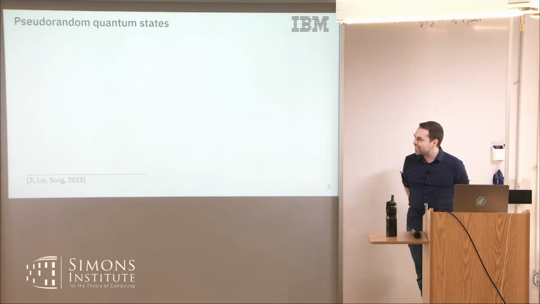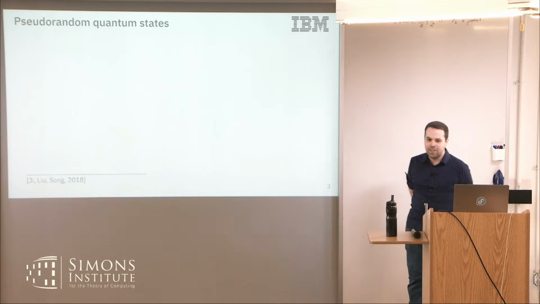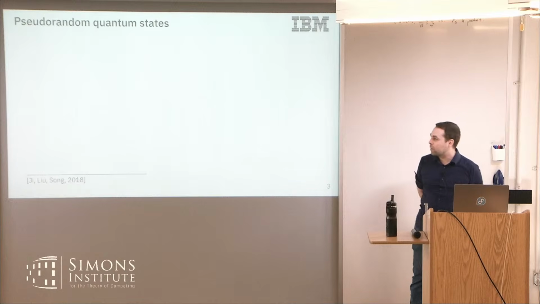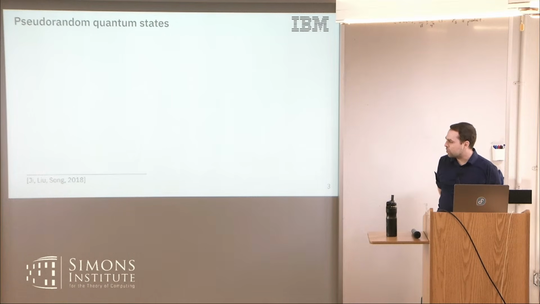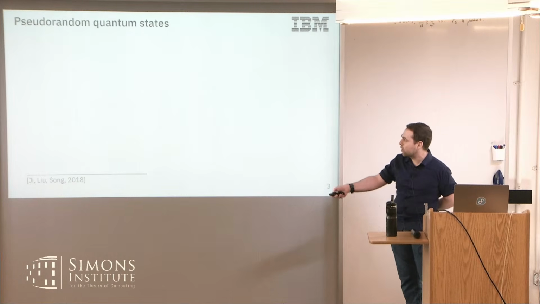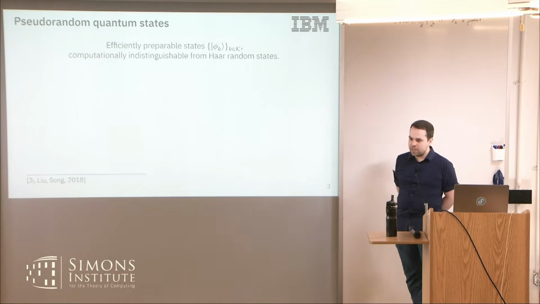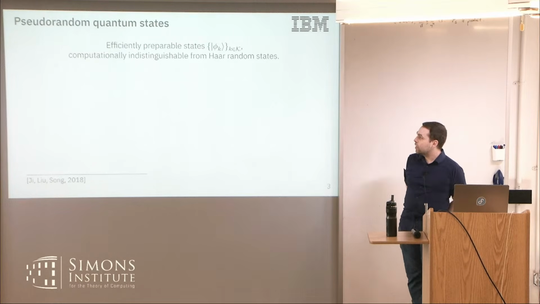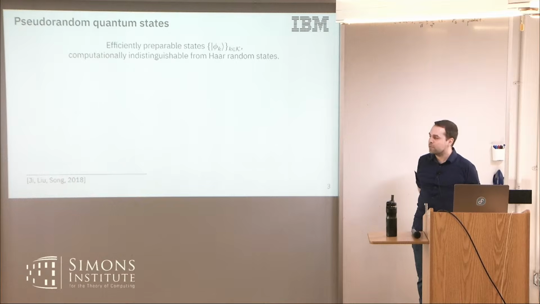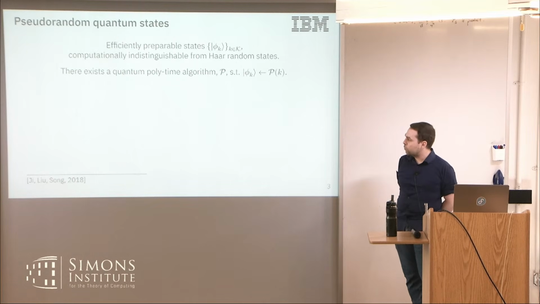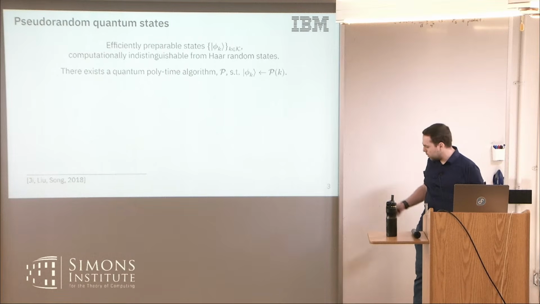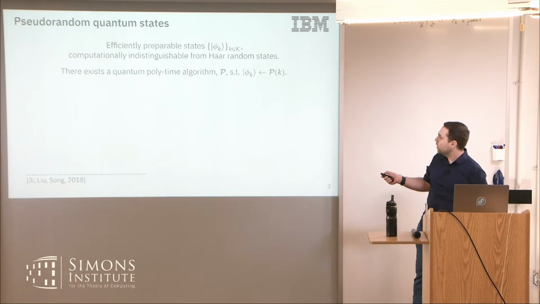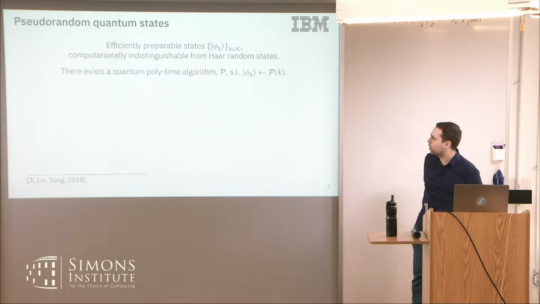So before telling you about pseudoentanglement, let's start with something that I assume most people are familiar with, which is pseudorandom states. These were introduced by Ji, Liu, and Song in 2018. So what are pseudorandom states? They're efficiently preparable quantum states that are computationally indistinguishable from Haar random states. If we want to be a bit more formal, efficiently preparable just means that there's a polynomial-time quantum algorithm that, given some classical information k, which stands for key, is able to prepare the state phi k from some family of pseudorandom states.